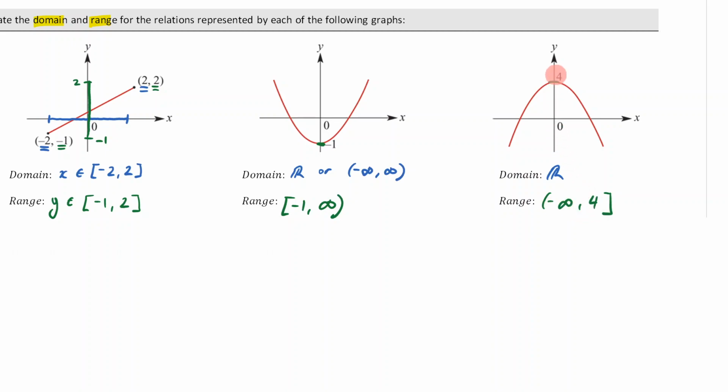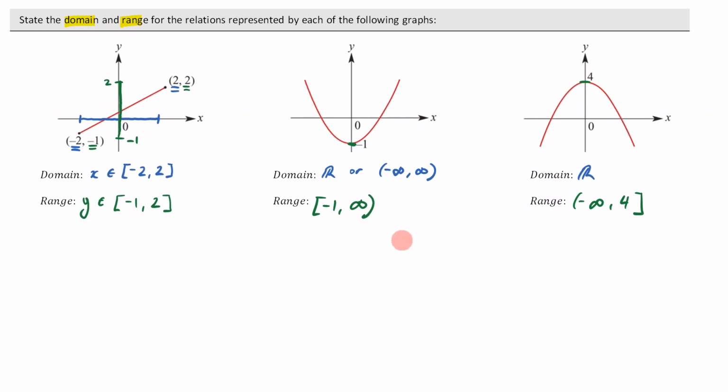Also, a thing that people often get wrong here is the order of it. So don't say 4 to -infinity. Your lower number always needs to go first. All right, so that is your domain and range. Hopefully you're just feeling a bit more comfortable with this idea.